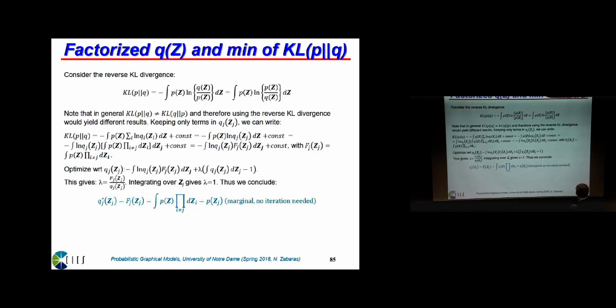Okay, so I'm going to start doing algebra now. Remember that Q is factorized, right? It's written as a product of Qi's that are functions of Zi.